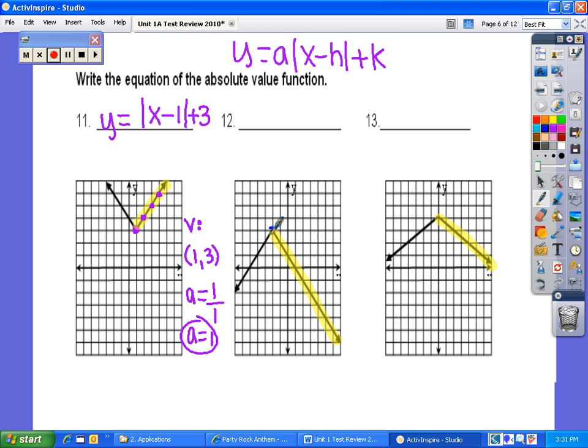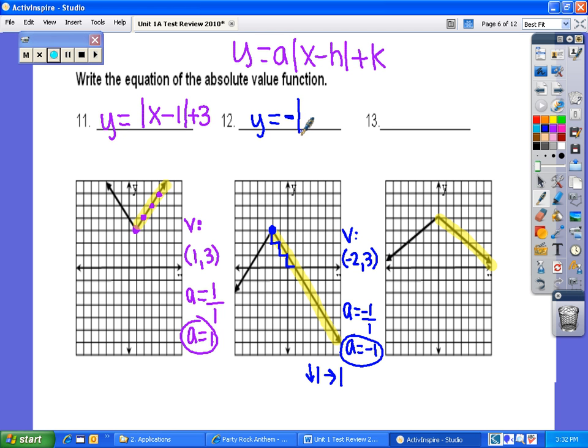The next one, your vertex is at -2 and 3. Your slope winds up going down 1 over 1. So since I'm going down 1 over 1, that means my slope is -1 over 1, which is -1. So when I put it back into this equation, a is going to be -1, which I can just put as a negative sign in front of my absolute value bracket.